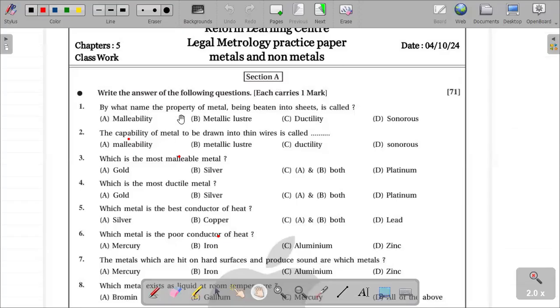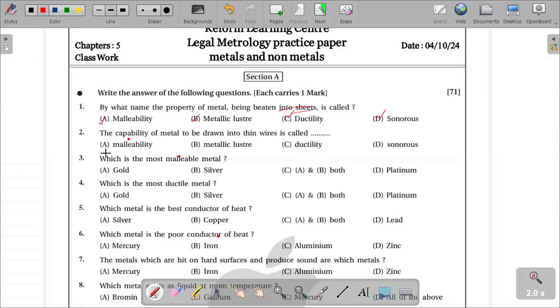We already discussed this in the first question. Here they gave the property of the metal which can be beaten into thin sheets. Beaten into thin sheet means the malleable nature, and drawn into thin wire is the ductile nature. Luster means the shining nature, and if it makes a ringing sound, it is the sonorous nature. This question we already discussed.